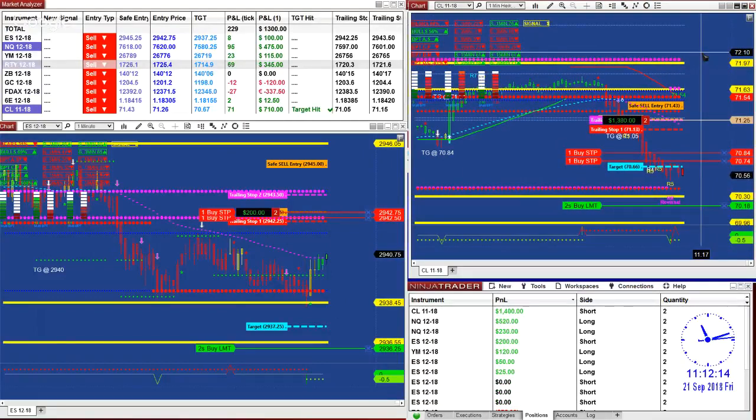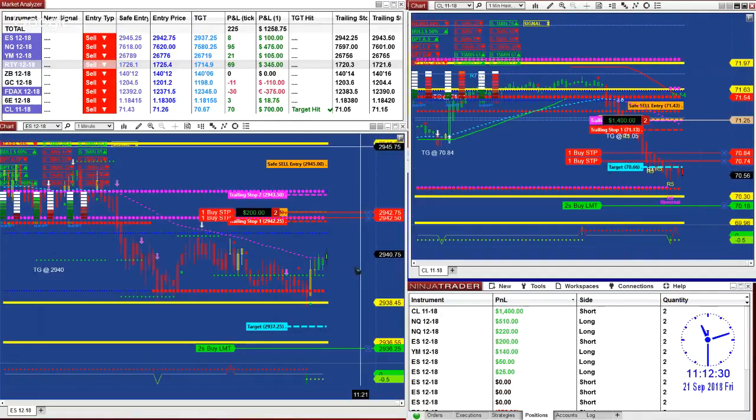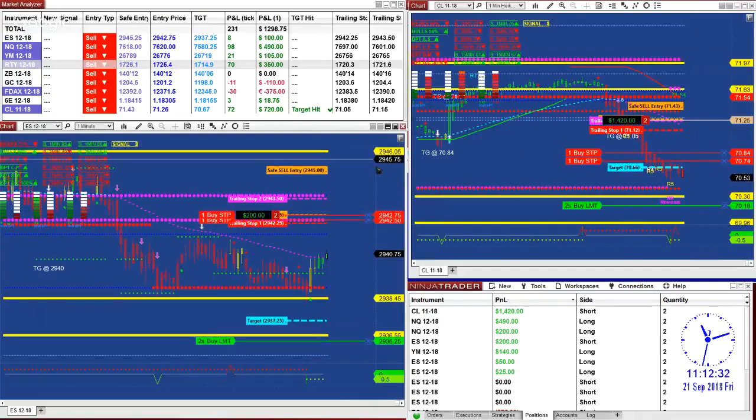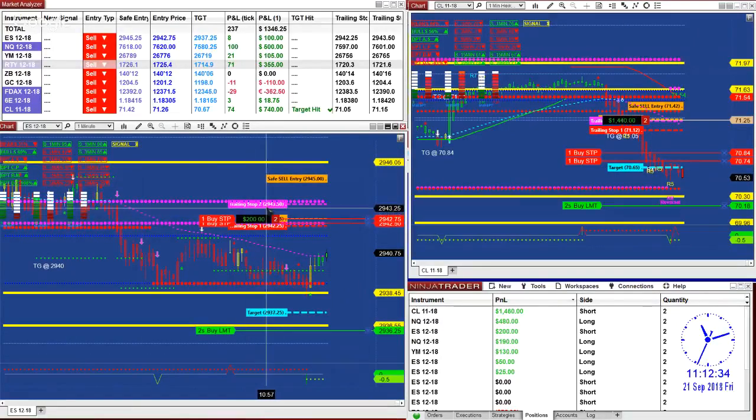Target hit on the CL. Whoever followed that CL, you should be around 70 ticks on that trade. This is more than any room can provide you all day long. I hope everybody closed the ES. Right now, ES is not tradable. For the ES traders, it's not tradable. Wait till the new signal.